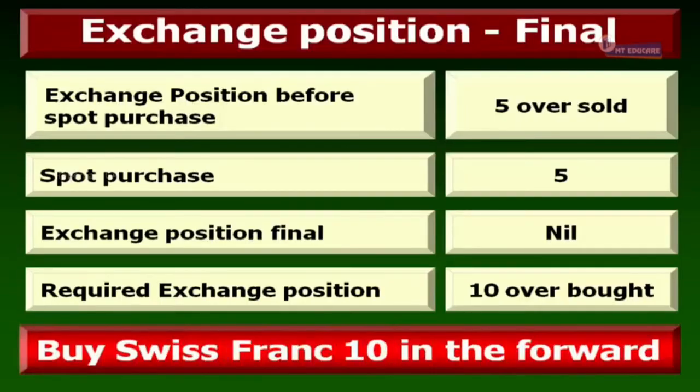Exchange position final. Already have 5 oversold. Since I did a spot purchase of 5, it has become 0. But I want the position as 10 overbought, so buy 10 Swiss francs more, but in the forward market.